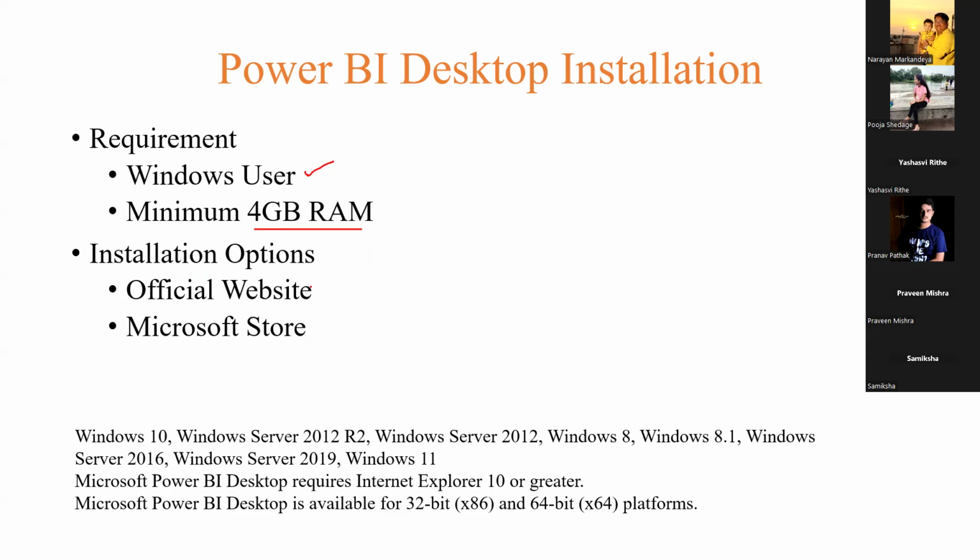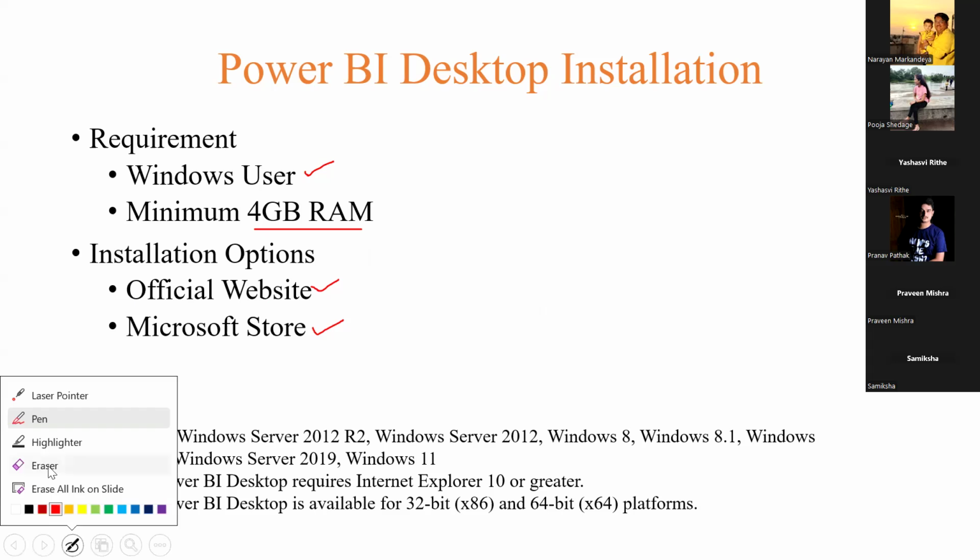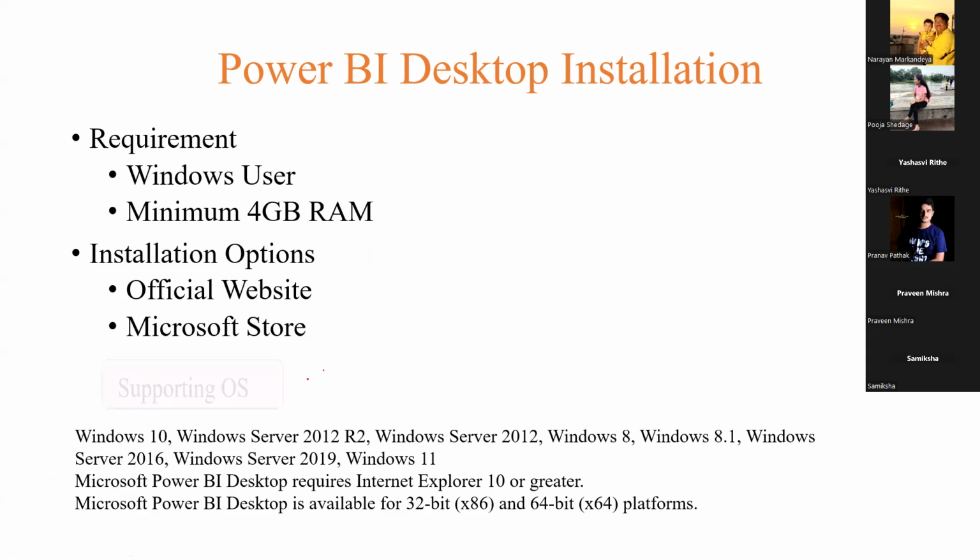Installation options: you can go with the official website or you can go with the Microsoft Store. Windows 10, Windows Server 2012 R2, Windows Server 2012, Windows 8, Windows 8.1, Windows Server 2016, Windows Server 2019, Windows 11. These are the operating systems through which you can download Power BI Desktop. Power BI Desktop requires Internet Explorer, and it is available for both 32-bit as well as 64-bit platforms. So this is the minimum required, not a big requirement to work with Power BI Desktop. These are the supporting operating systems.